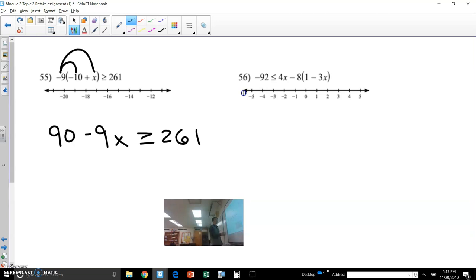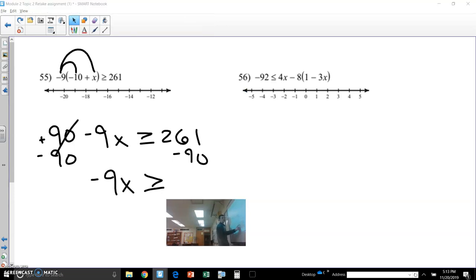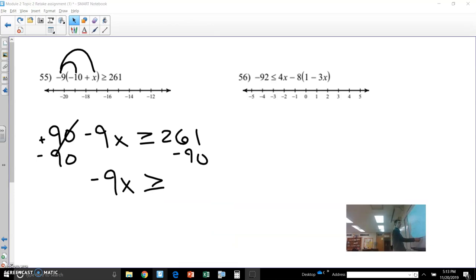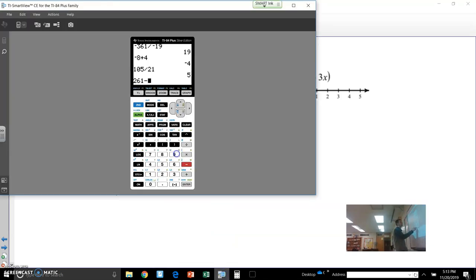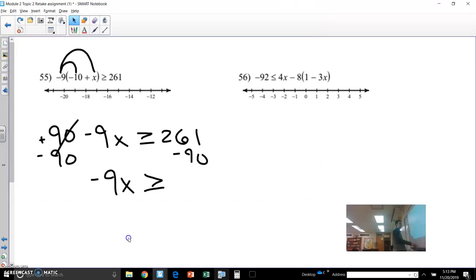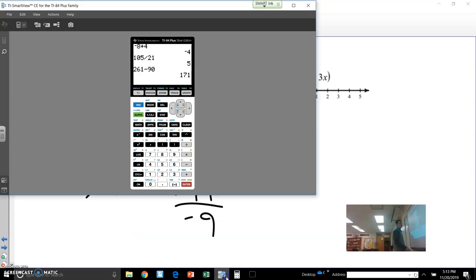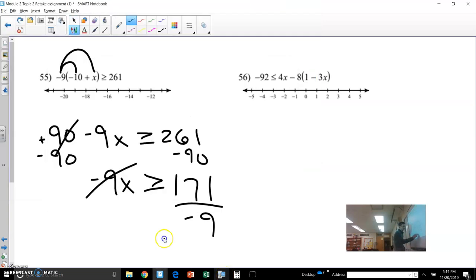So now I want to try to put my like terms together. 90 is positive, adding in a way with negative 9x. So let's subtract 90 from the other side. Negative 9x is greater than or equal to whatever 261 minus 90 is. And that would be 171. And in the next step, I want to divide by negative 9. So while I have that open, let's divide by negative 9. And basically, it looks like my value of the variable is negative 19.